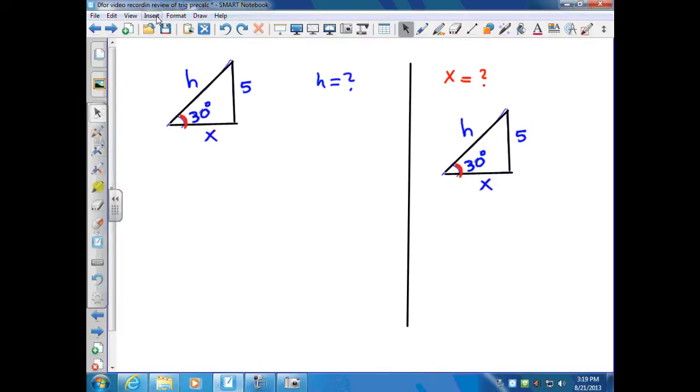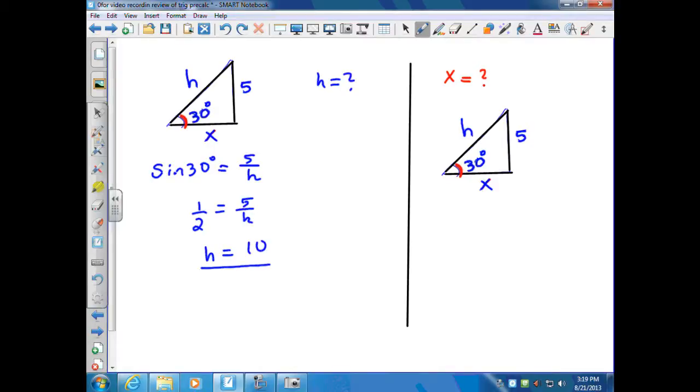once again, to get h, you would start with the sine function. So sine of 30 degrees is equal to opposite over hypotenuse. And we know this is 1/2 equals 5 over h. To solve for h, cross multiply both, so you get h is equal to 10.